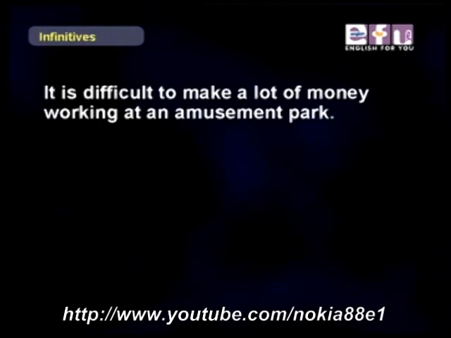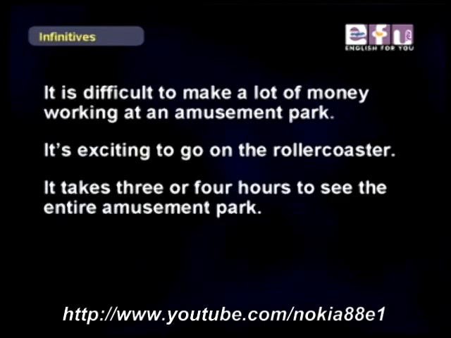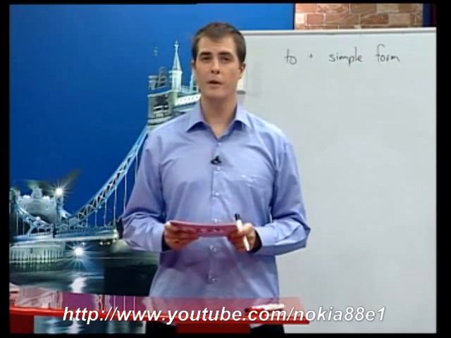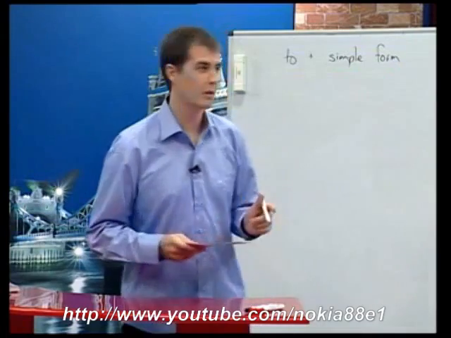It is difficult to make a lot of money working at an amusement park. It's exciting to go on the roller coaster. It takes 3 or 4 hours to see the entire amusement park. It's easy to have fun at the amusement park. Infinitives often follow it as the subject of a sentence, and they follow the adjective.